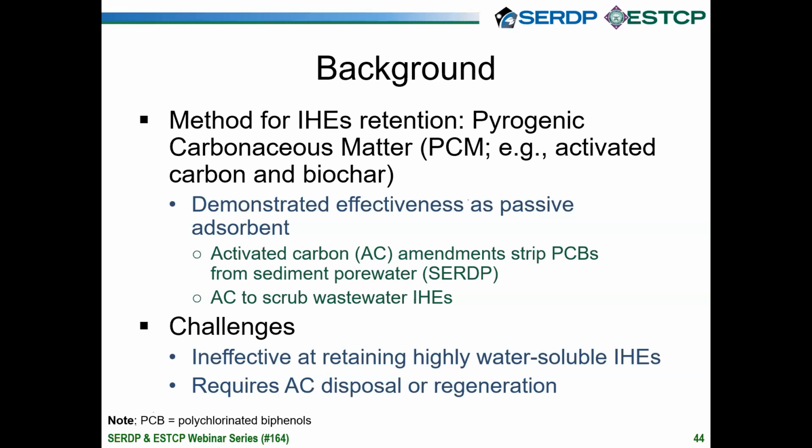However, the main challenge of PCM is that it is ineffective at retaining highly water-soluble IHEs, such as NTO. It also requires AC disposal or regeneration once the adsorption sites are saturated, which can be costly.